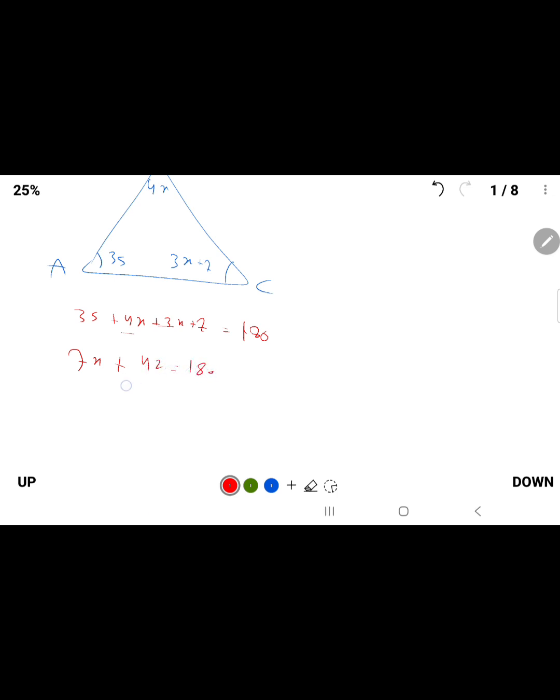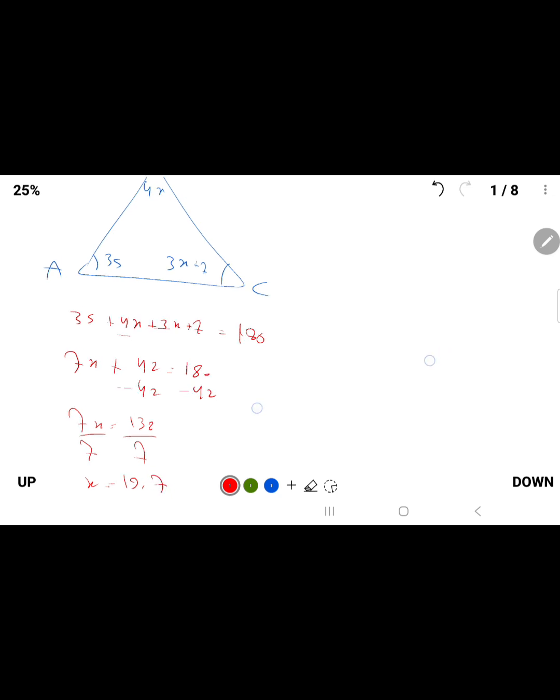Now we subtract both sides by 42. So 180 minus 42 is equal to 138. Now we divide both sides by 7. So x is equal to 138 divided by 7, which is equal to 19.7.